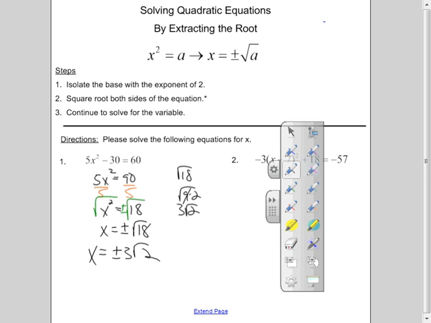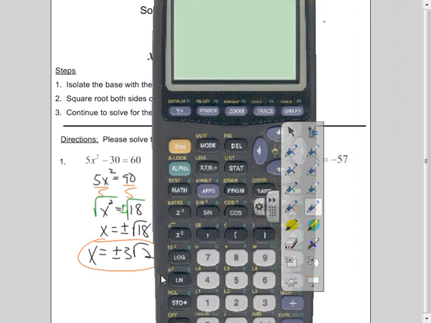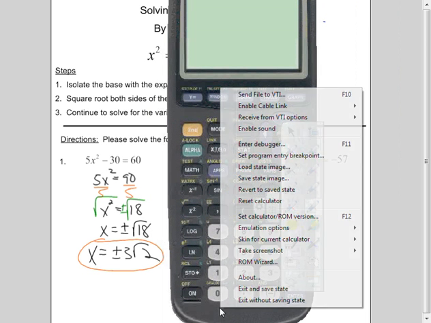And from there, it says to continue to solve for the variable. Well, I did solve for the variable. There's nothing really left to do. So you might sit there and go, well, why are you doing that step where you have to say continue to solve for the variable? Well, in other problems, that mindset is a good one because after you square root, you might have more work to do.